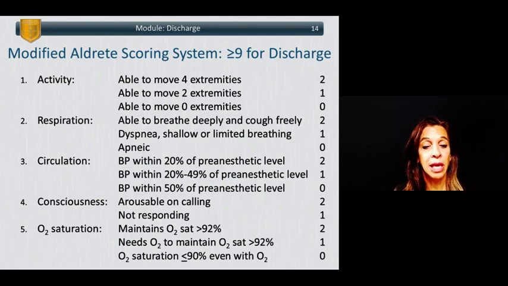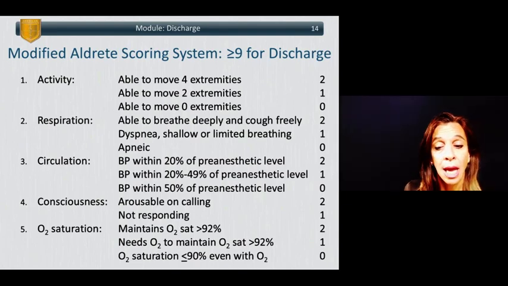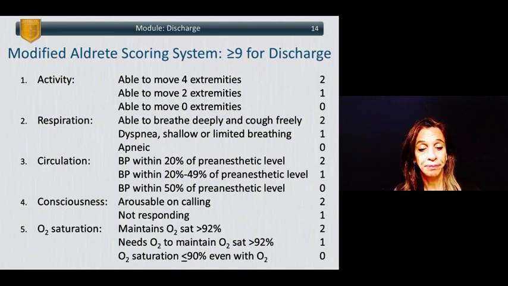Consciousness is assessed by if one is arousable on calling their name, a full score. If the patient doesn't respond to calling, but is awake, but is not unconscious, then it's a 1 if they only respond to painful stimuli or physical stimulus. If they're not conscious at all and do not respond to anything, it's a 0.